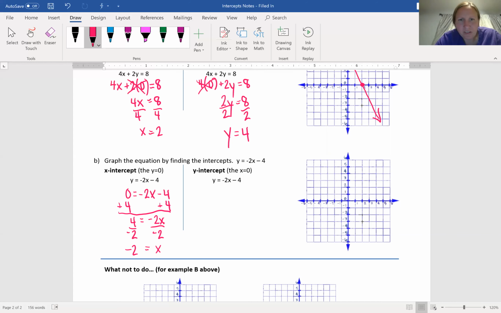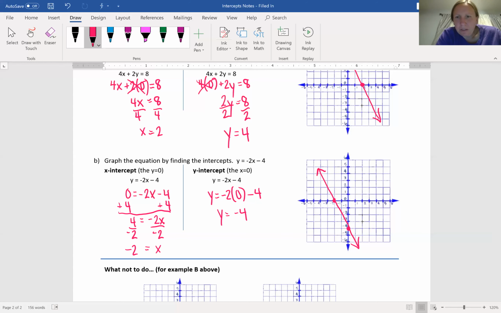And that's our x-intercept. For the y-intercept, that means the x is 0. So y equals negative 2 times 0 minus 4. This technically just disappears, or we can just realize that negative 2 times 0 is 0. And then 0 minus 4 is negative 4. So that would mean our x-intercept is negative 2. And our y-intercept is negative 4. And then we connect them with our line.